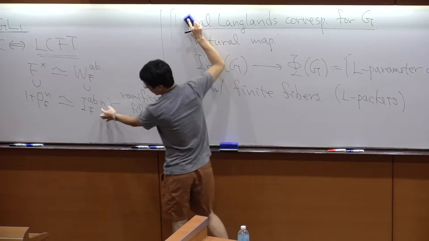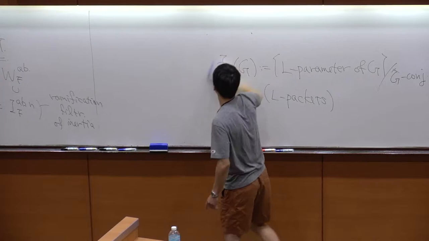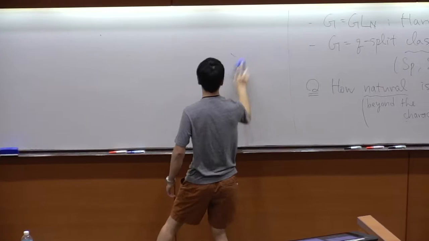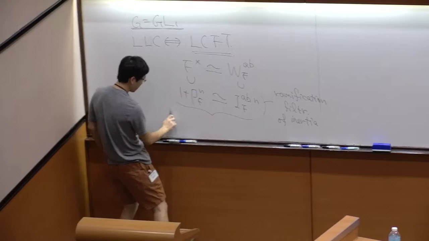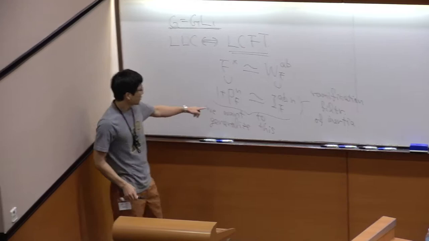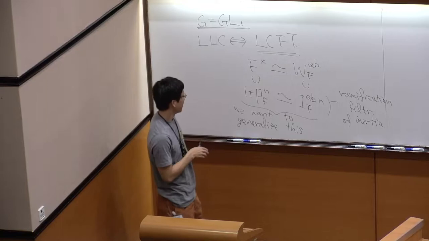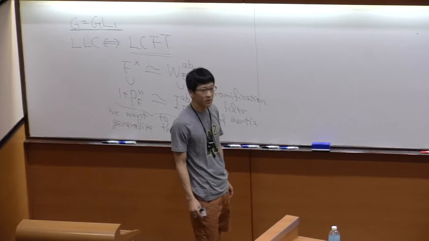So today we want to consider the generalization of this property for LLC for classical groups. And to do it, we first have to consider a generalization of this depth for each side of LLC. Namely, we have to consider its generalization to irreducible smooth representations and L-parameters.